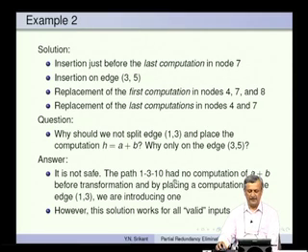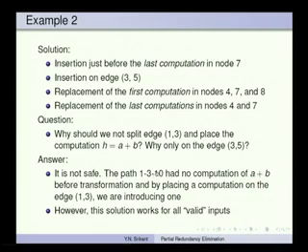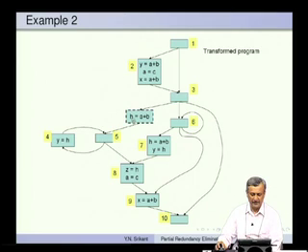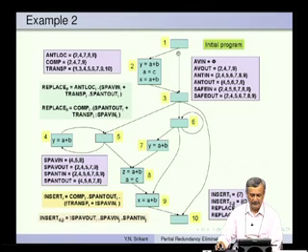The path 1 3 10 had no computation of a plus b before transformation, and by placing a computation on the edge 1 3 we are introducing 1. So, 1 3 and 10 had no computation, whereas if we introduce 1 here, this gets one computation and this becomes unsafe. Whereas, if we introduce 1 here, this already had a computation. So, for example, if you had taken this path, it already had this computation. So, there was no problem.